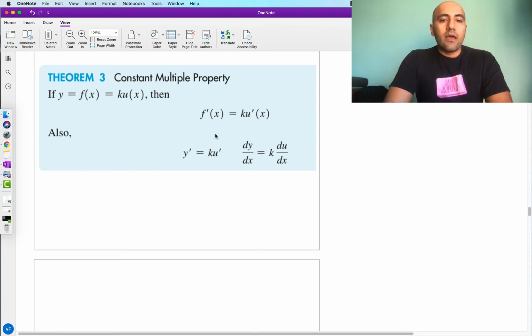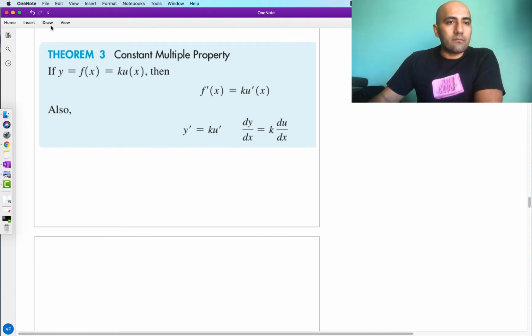That's what this is. And of course, we have a variety of other notation styles to represent the same thing. So we could also say y prime is equal to k times u prime, or we can say dy dx equals k times du dx.